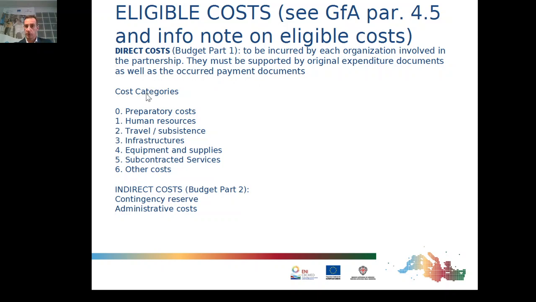In direct costs, budget part 1, we have 7 cost categories. Indeed, we have 6 plus cost category 0 dedicated to preparatory costs. And we will see these 6 cost categories in a while. In the e-form, you will find direct costs, which is budget part 1, but you will also find indirect costs, which is budget part 2. In budget part 2, you will mainly have the contingency reserve and the administrative costs.